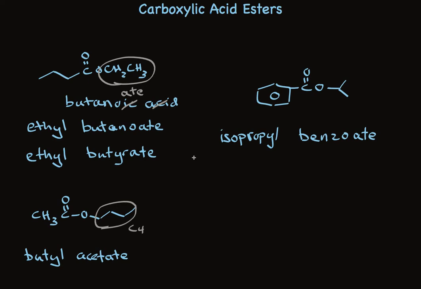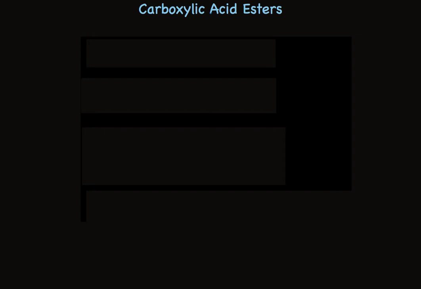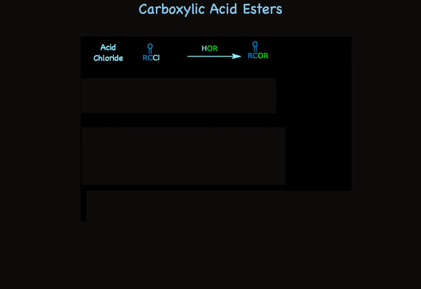So if you can name carboxylic acids, it's easy to name the esters. Remember that there are 2 words, and the alkyl group that's attached to the oxygen goes out in front. There are 4 ways to make esters that you should have on your list to memorize. When acid chlorides are treated with alcohols, esters are the product.